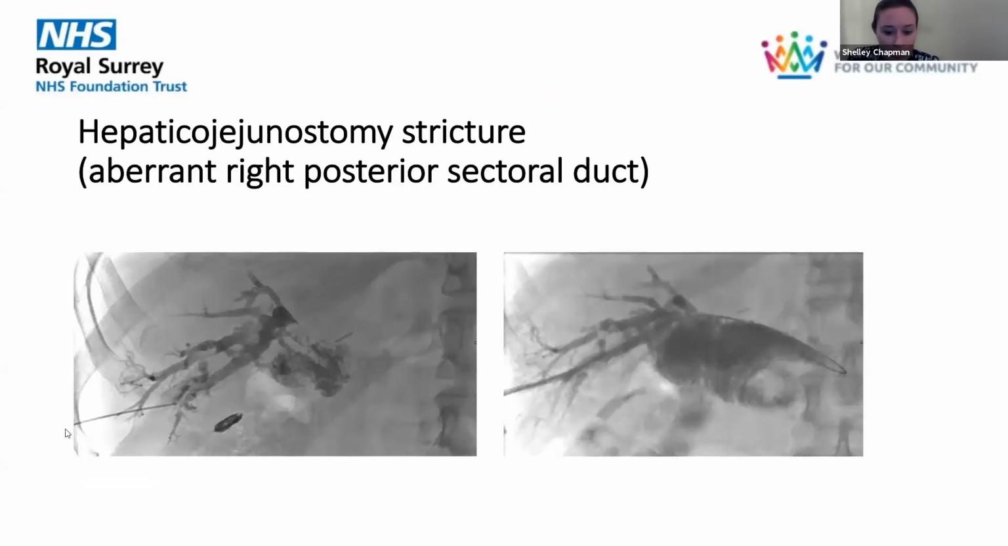So the patient came for a PTC, so puncture of the peripheral duct out here, injection of contrast, and then you can quite clearly see some filling defects within the ducts here, just above a tight stricture.